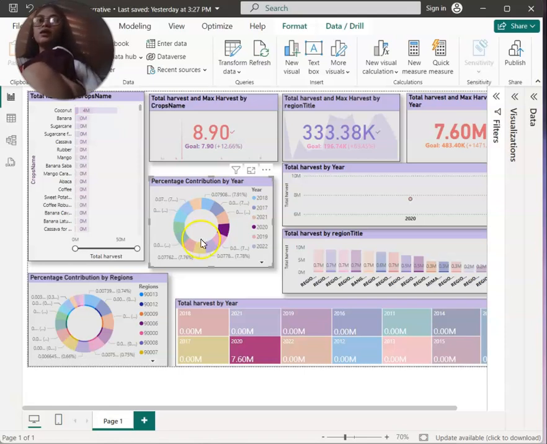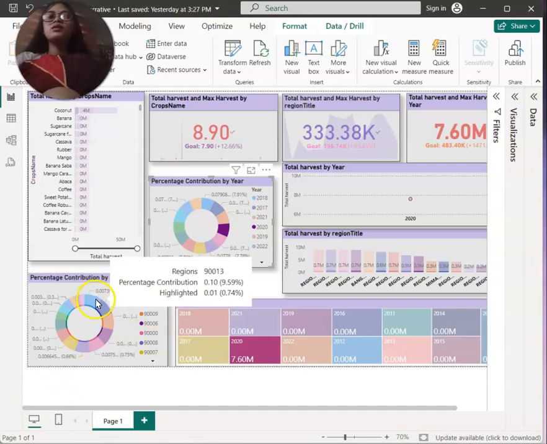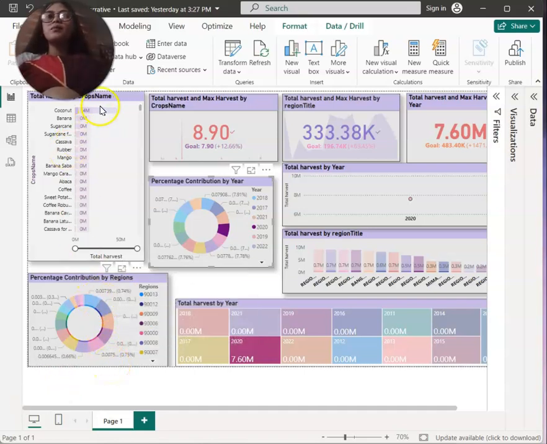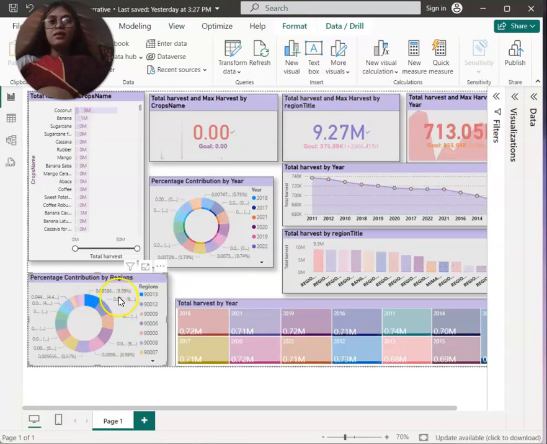And the next one is another donut chart. This chart is analyzing the total harvest by region. The chart highlights that some regions have consistently high yields compared to others. This information can help us understand regional factors influencing crop production. As you can see, this is our percentage contribution by regions chart.